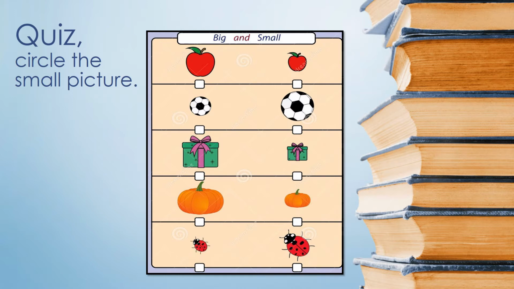Look at the picture. There are two apples. Apple number 1 is the bigger one than the second apple. So I will circle the second apple. Why? Because I have to circle the small one.